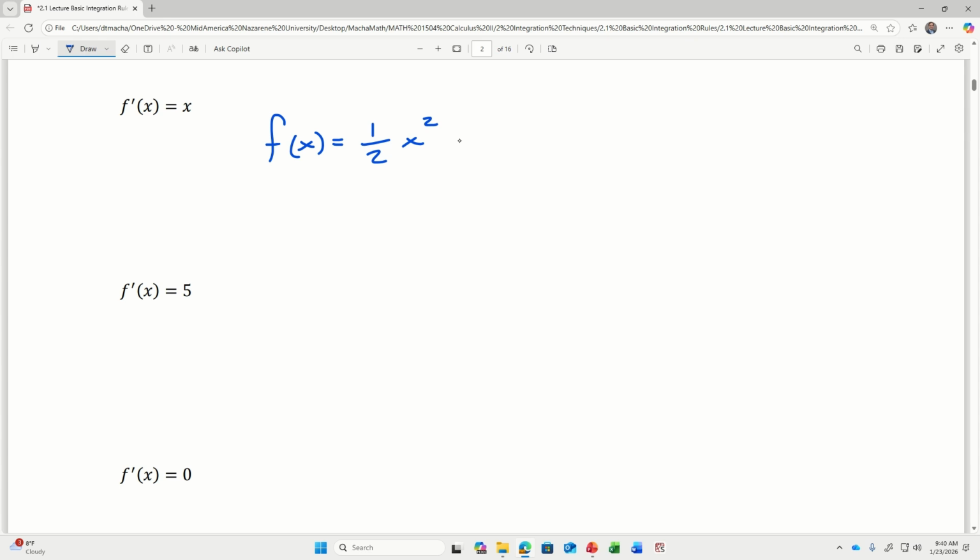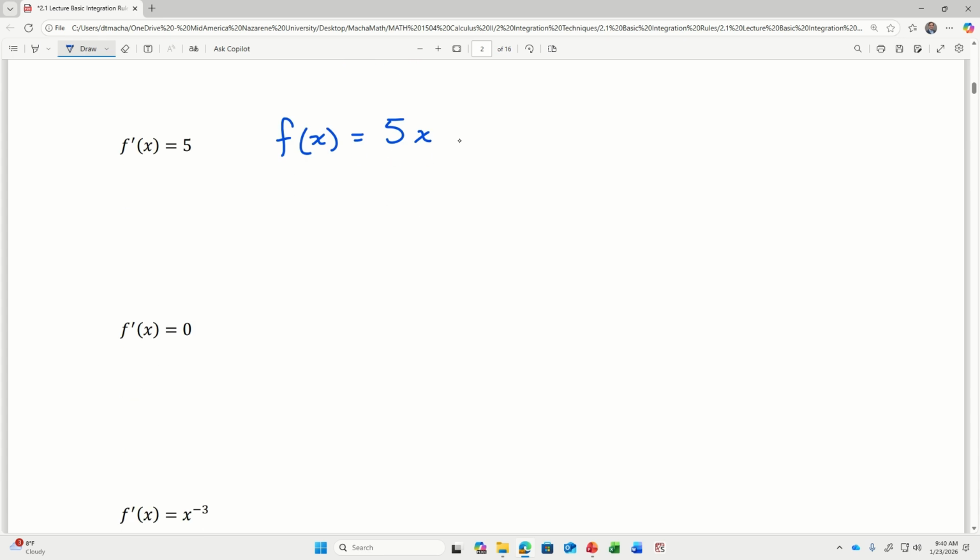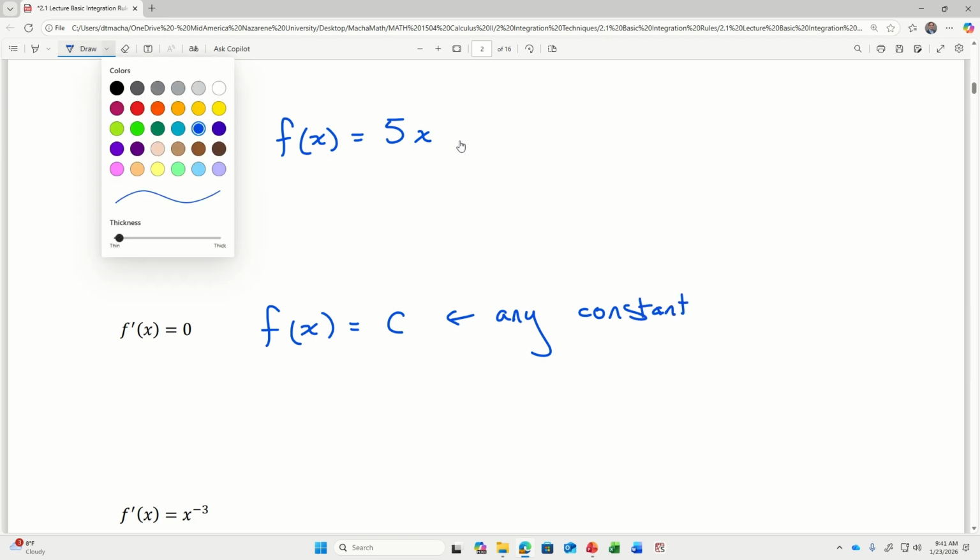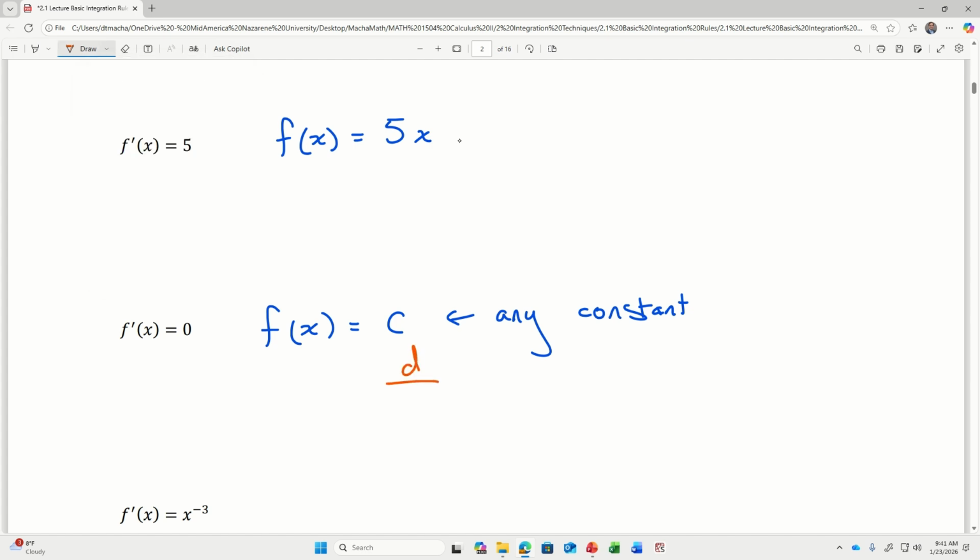Gwyn, if my derivative is the number 5, what would have been my original function? 5x. Kyle, if my derivative is 0, what could have been my original function? Would have just been a constant? Yeah. Any old constant has derivative 0, right?